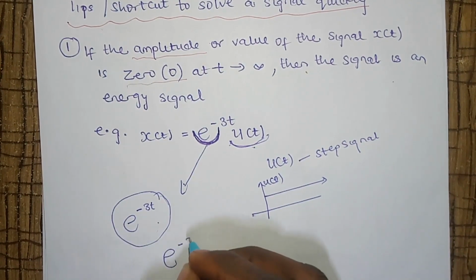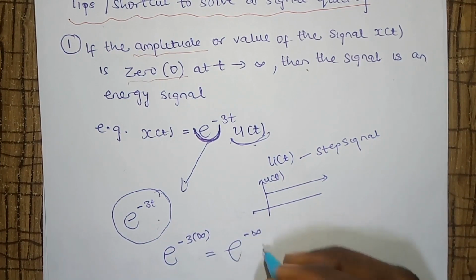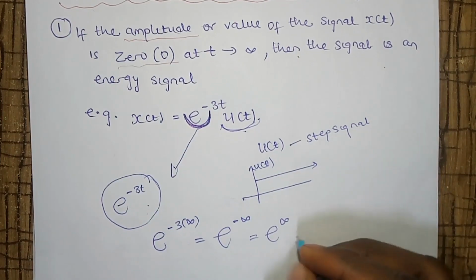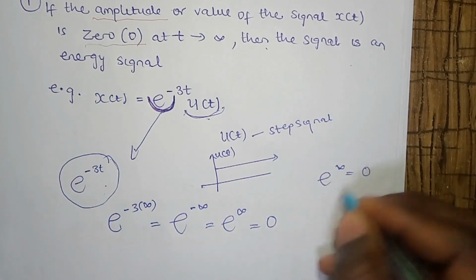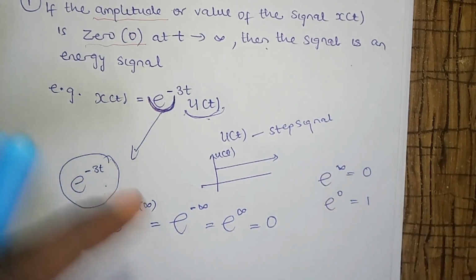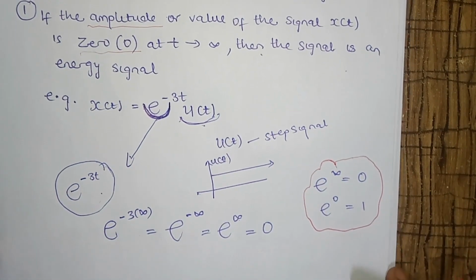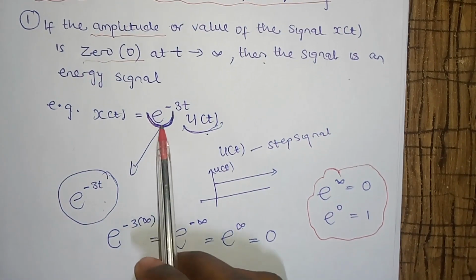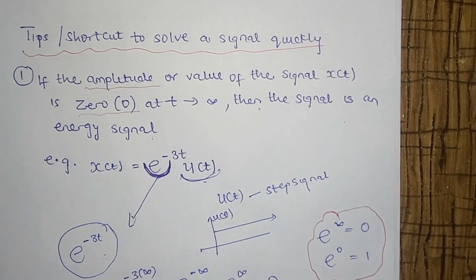So by taking the limit of this function as t tends to infinity, what are we going to get? So let's do this: e to the minus 3t. We substitute t with infinity, and anything multiplied by infinity is infinity. So e to the negative infinity is 0, and that is the basic concept. So the amplitude or the value of this signal x of t is 0. If it is 0 as t tends to infinity, then the signal is said to be an energy signal. You get the point? Let's look at more concepts on that.